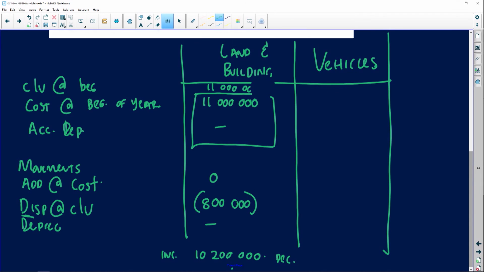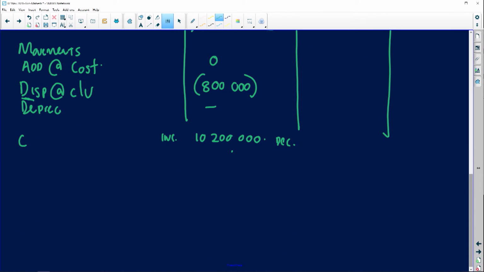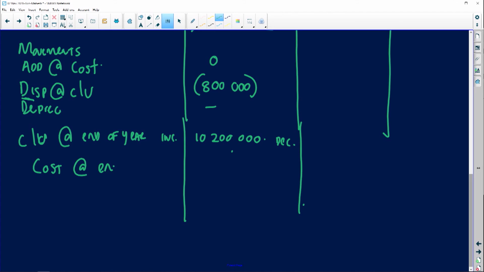Okay, so let's just complete the rest of this note. So this is my carrying value at the end of the year, the amount given to me. And obviously my cost at the end of the year is also 10,200,000, and there's no accumulated depreciation.